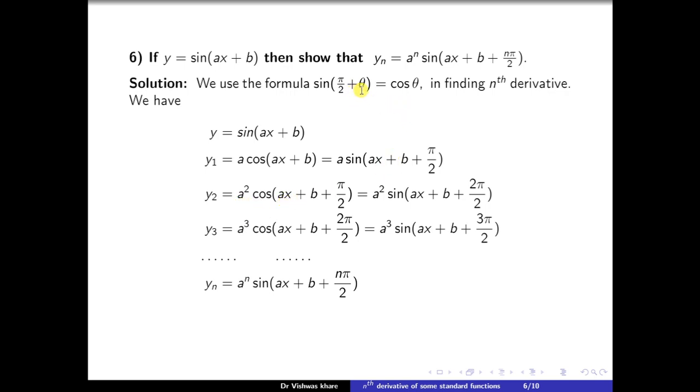Now again, cos theta is sine(pi by 2 plus theta). So this can be written as a square sine(ax plus b plus 2 pi by 2). Now finding the third derivative, it becomes a cube cos(ax plus b plus 2 pi by 2), and again using this formula, this can be written as a cube sine(ax plus b plus 3 pi by 2). So see the pattern: y1 becomes a sine(ax plus b plus pi by 2), y2 becomes a square sine(ax plus b plus 2 pi by 2), y3 becomes a cube sine(ax plus b plus 3 pi by 2). So in general, we can find yn as a to the power n sine(ax plus b plus n pi by 2).